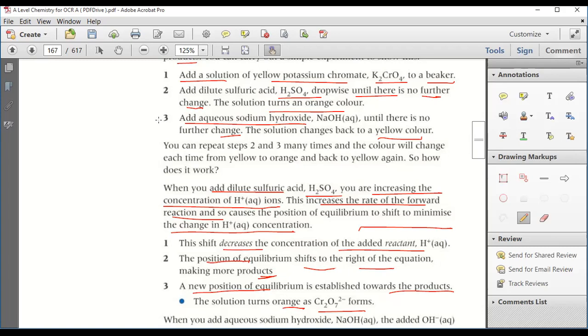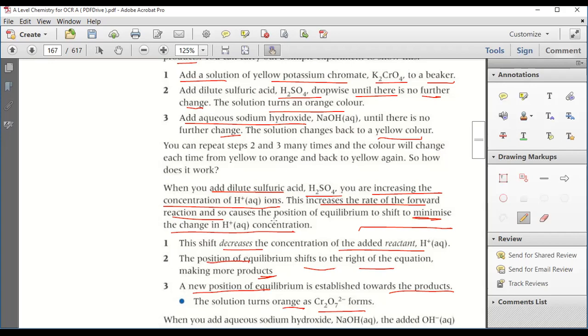They can ask how it is doing things: whenever dilute H2SO4 is added into the chromate solution, the concentration of H+ ion increases, which increases the rate of the forward reaction, and hence chromate ion is converted to dichromate ion. This shift decreases the concentration of added H+. The position of equilibrium shifts to minimize this change in H+ ion concentration.